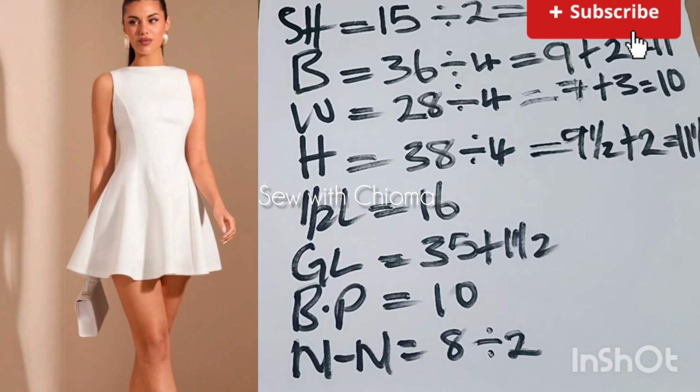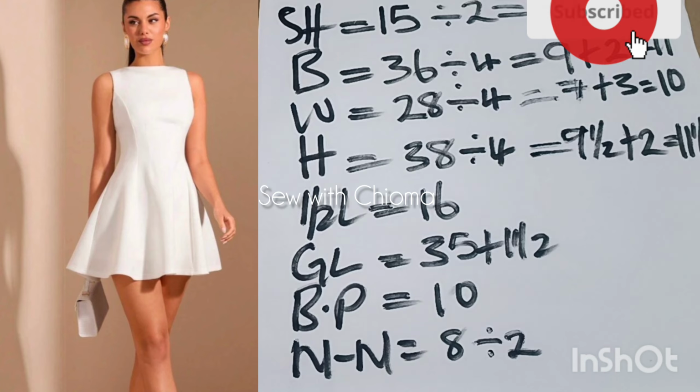All right, now this is the calculation I will be working with. It is a sleeveless dress. We have shoulder 15 divided by 2, bust 36 divided by 4, waist 28 divided by 4, hip 38 divided by 4, half length 16, gown length 35 plus 1.5, BP 10, and nipple to nipple 8 divided by 2.